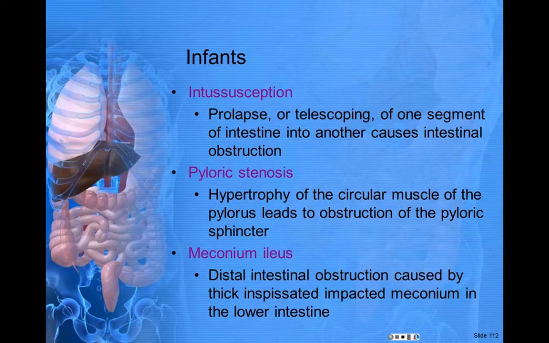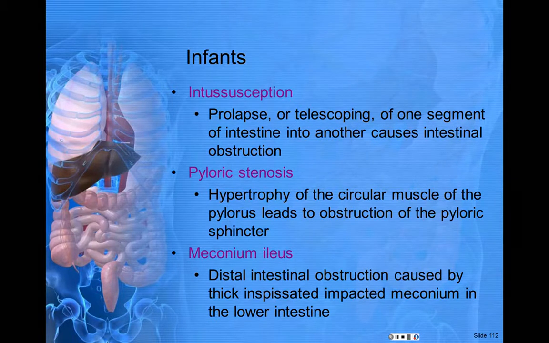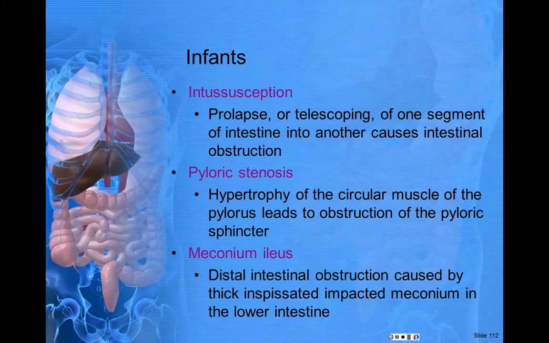The one thing that stands out in the objective data for intussusception is that sausage-shaped mass that can be palpated in the right or left upper quadrant, whereas the right lower quadrant feels empty. That's that positive dance sign that I mentioned earlier. And it's, again, a sausage-shaped mass in the right or left upper quadrant. That's intussusception.